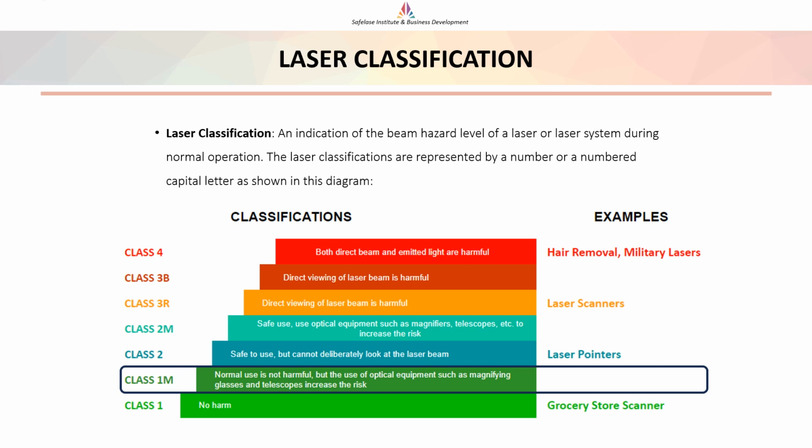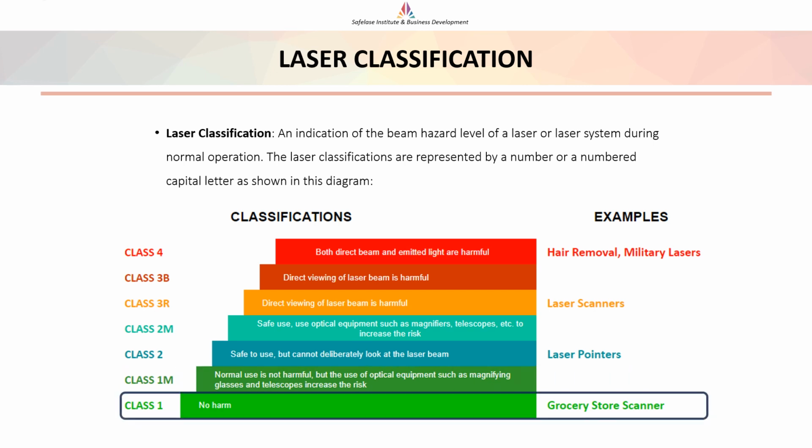Class 1M lasers are safe for normal use, but when combined with the use of other optical equipment such as magnifying glasses and telescopes, there will be an increased risk. And finally, Class 1 lasers present no real harm in viewing and are used most commonly in grocery store scanners.